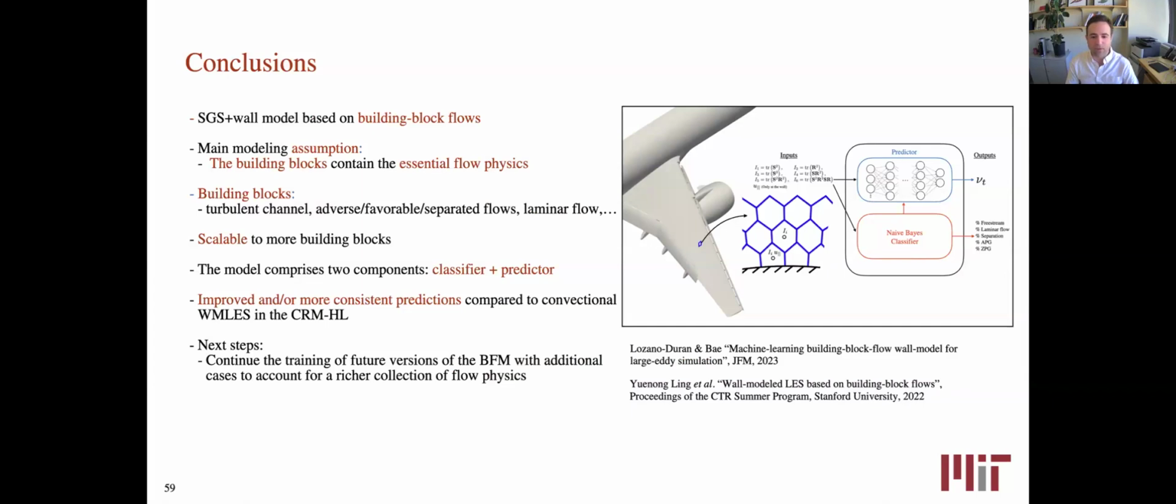So this is it, the conclusions. If you want to learn more about the technical part, please go to these papers. If you go to my website, we will always have the latest publications there. But the idea was to use these simple building blocks and combine them with some machine learning to be able to predict more complex cases. So with that, I'm done. I'll be happy to take any questions.